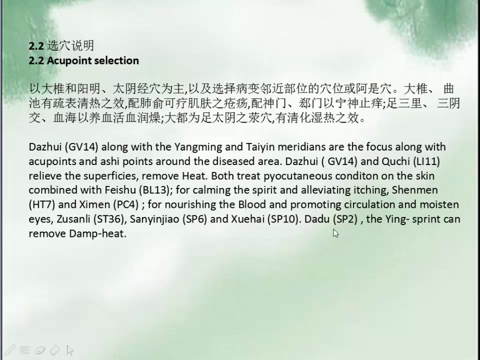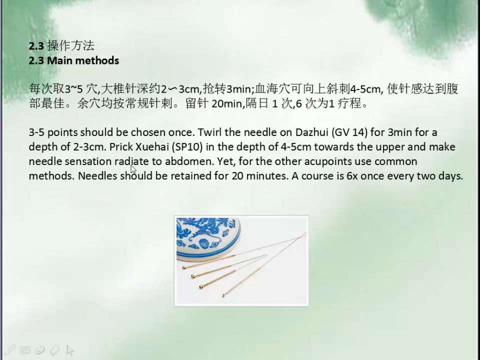This should be Dadu, Spleen 2, the Ying spring point. It can remove damp heat. In this case we're using it as a draining or clearing point. So they're doing strong stimulation, 3-minute stimulation, 2 to 3 centimeters, using a 1.5 cun needle and going in maybe 1 cun depth.